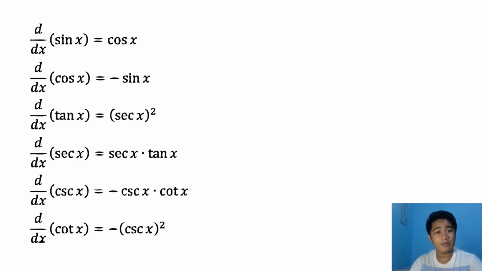So you have to memorize that the differentiation of sine x is just cos x, and the differentiation of cos x is just negative sine x, and the differentiation of tan x is just secant x squared, and so on and so forth. So you have to memorize all of these formulas. You cannot solve the differentiation of the trigonometric functions without memorizing these. So you have to start with this.